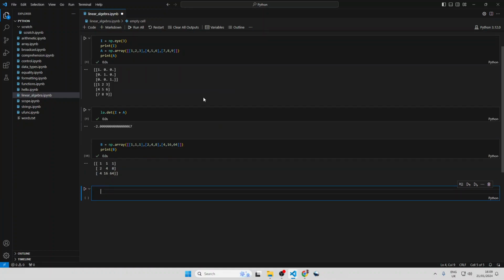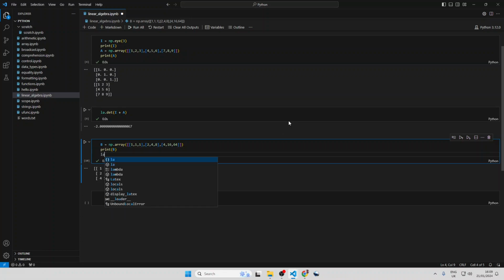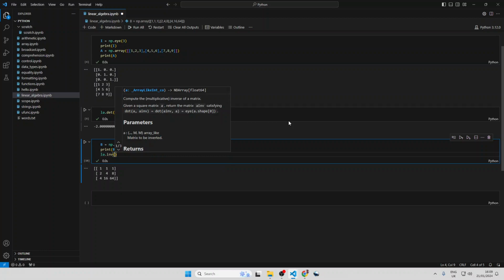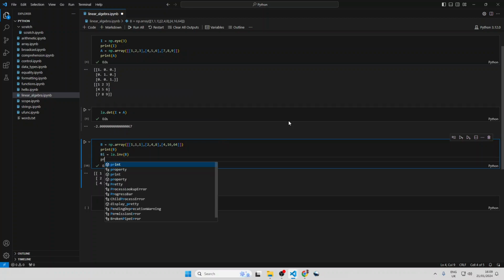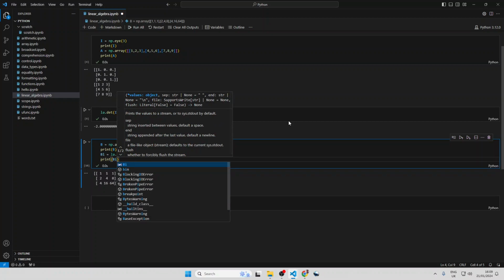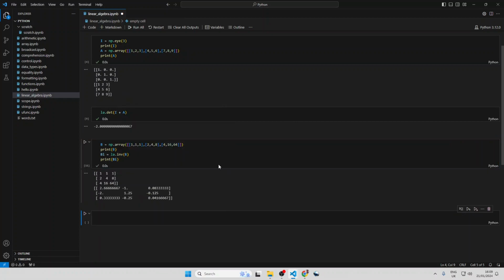Okay, so let's try and find the inverse of this matrix. Fortunately the linear algebra package has a nice function for that, just la.inv. Let's call that bi for the inverse of b. So here we go, there's the inverse. You can see it's like 2 2/3 there, -1, and then some other entries here.